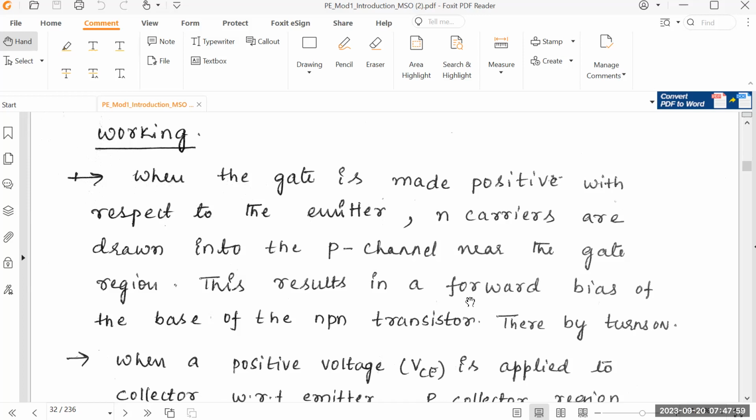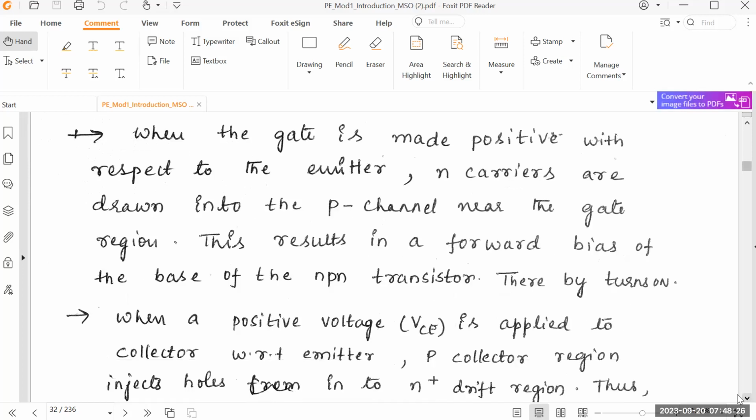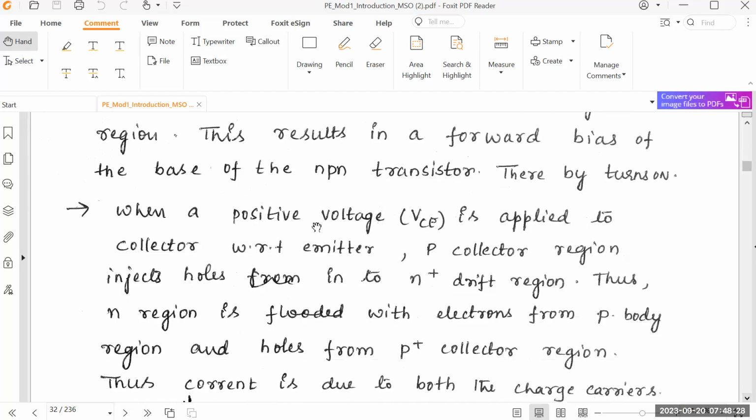Now in the equivalent circuit, we have seen that we have an NPN transistor and a PNP transistor. Whenever the gate is made more positive, N type charge carriers come very close to the P channel nearer the gate terminal. Whenever this happens, the NPN BJT becomes forward biased, and whenever that NPN is forward biased, it will be turned on. Now, when the positive voltage VCE, what is this VCE?